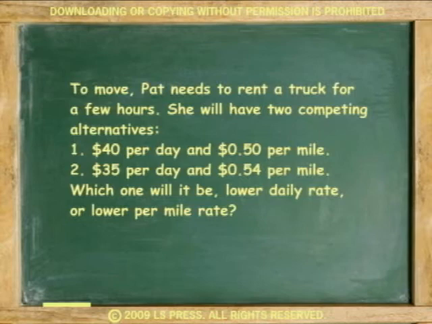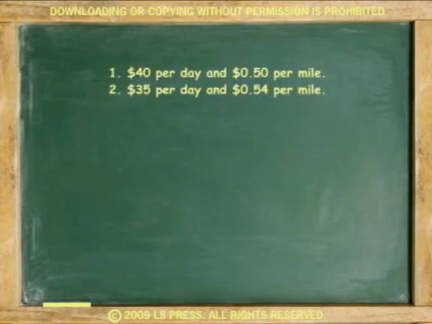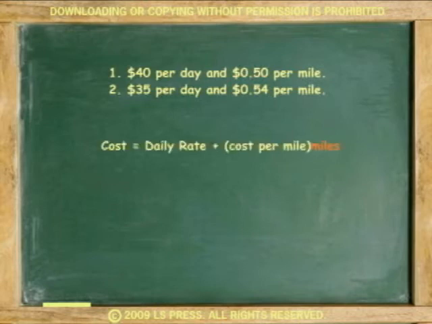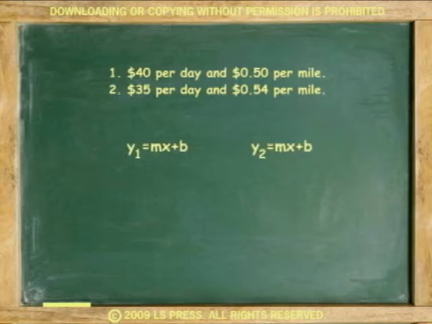Which one will it be? Lower daily rate or lower per mile rate? Obviously, the answer rests on the number of miles she plans to drive. Select lower per day alternative if the trip is short, or lower per mile alternative if the trip is long. In any case, we must find that miles number where the total cost of both alternatives are the same. We could solve the problem by trial and error, or we could write two linear equations that represent the conflicting alternatives and do it faster.